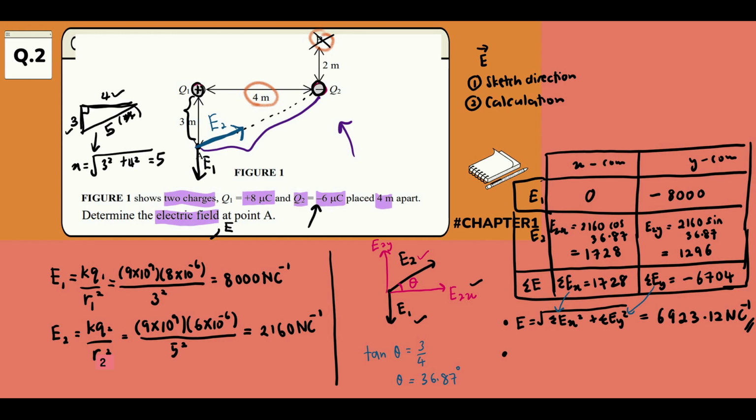And also you need to find the direction. For the direction, we are using tangent theta is equal to summation of Ey over summation of Ex. So theta is equal to, again, please substitute the values. You will get 75.55 degrees. And you have to state the position. It is below the positive x axis.